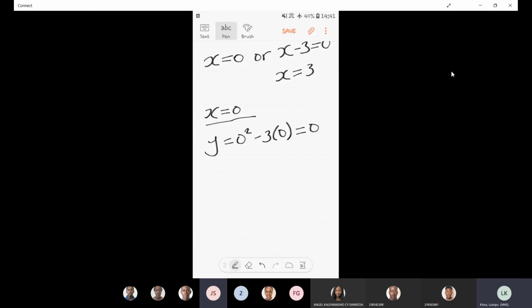I need to also determine, does my parabola open upwards or downwards? So I look at the equation: y is equal to x squared minus 3x. The coefficient over here is 1, and 1 is greater than 0. So this is a positive number, and positive people are smiling. So my parabola is going to open upwards. Okay, so I've already determined the intercepts and the shape, that means whether it opens upwards or downwards.